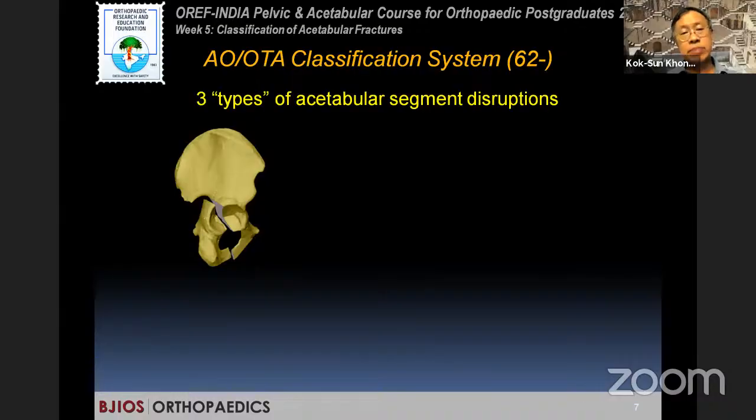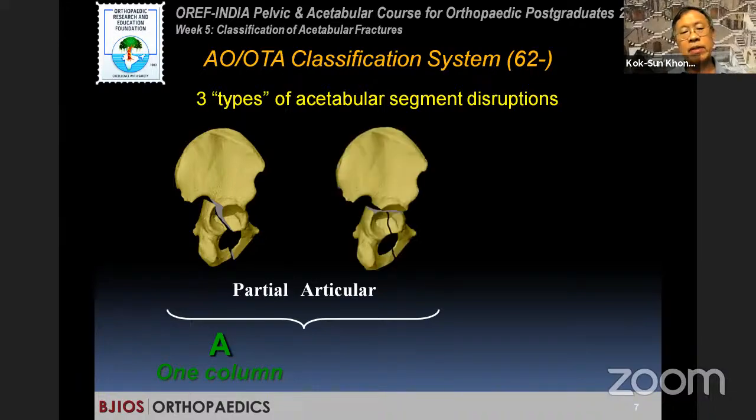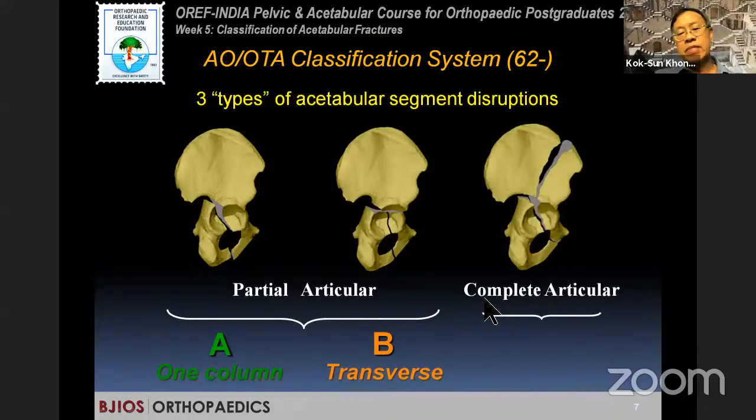Basically, there are 3 types of acetabular segment disruptions. The first one is a column. So partial articular of 1 column, that means we are talking about part of the pelvic acetabulum. Then you have the transverse, that is also partial articular because the other half is still intact. And then you have the type C, which is the bicolumnar or both column fractures, which is called the complete articular. So this is in conjunction with the general classification for articular fractures in the AO.